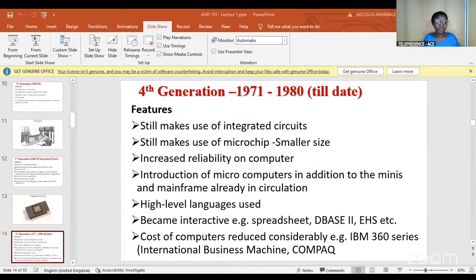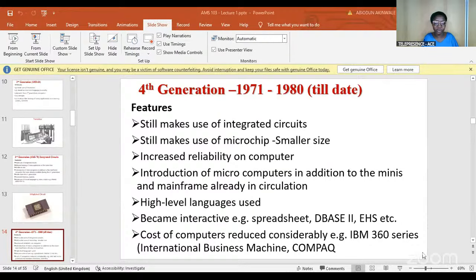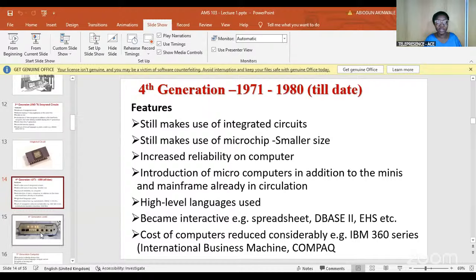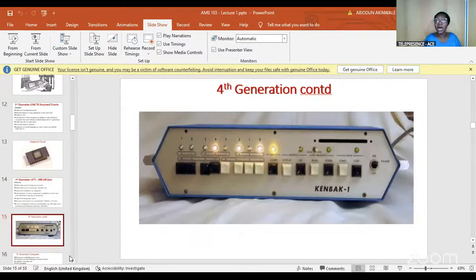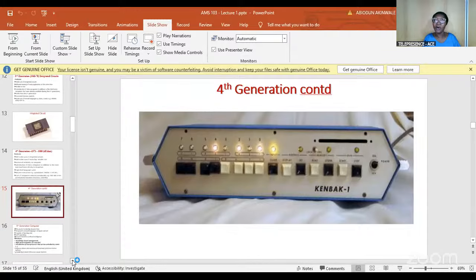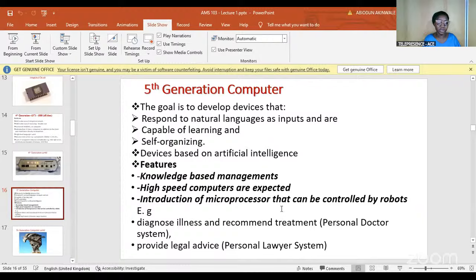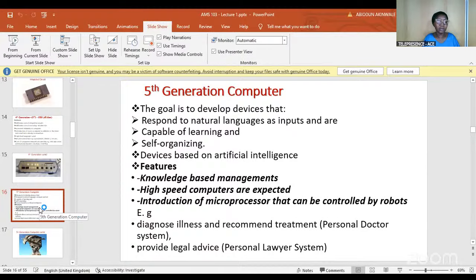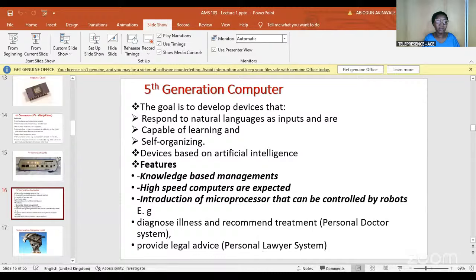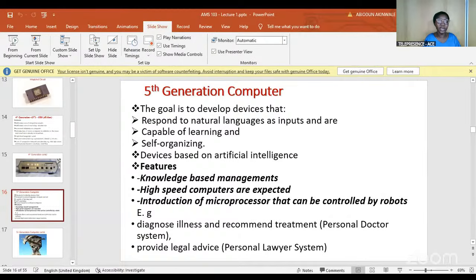So of course, at this point, the cost has reduced tremendously. The cost has reduced in terms of purchase. So you have the IBM 360 series, readily available for purchase and being used by different organizations, for example. So unlike what existed in the first, second, or third generation, please, we can move forward. Thank you. The next slide.